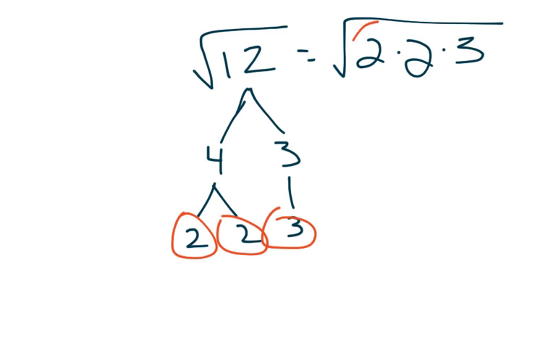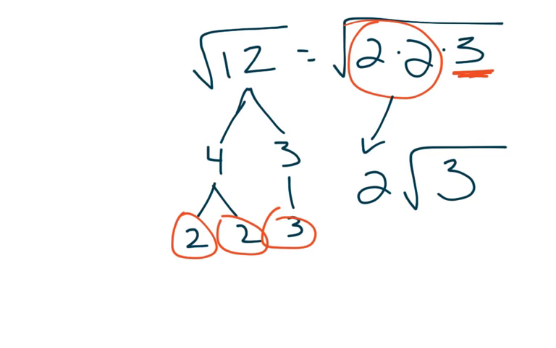So notice that I have 2 2's, but I only have 1 3. So 3 is by itself. The 2 is going to come out front. So the 2 is going to come out front of the radical, but the 3 has to stay in.